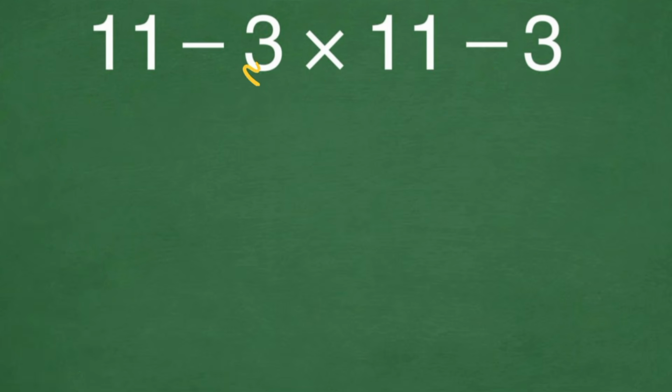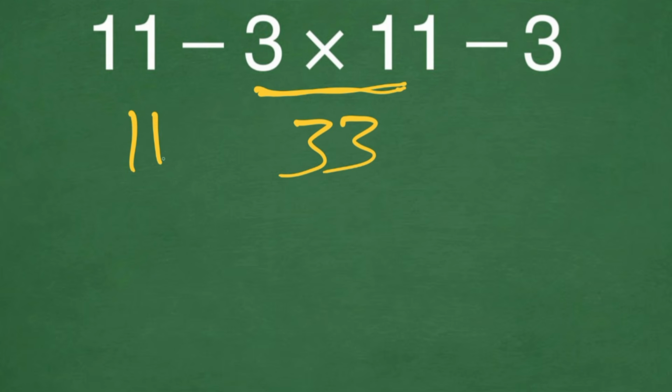Here we have multiplication and we have subtraction. Of course, according to the rule, multiplication has a greater priority than subtraction. Therefore, we have to do the multiplication before the subtraction, right? So 3 times 11 gives us 33, and 11 minus 33 minus 3 is going to be the next equation.